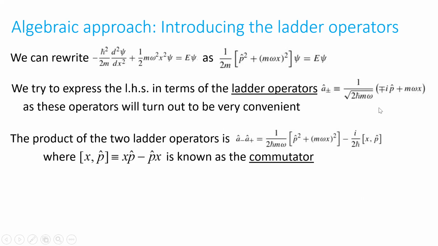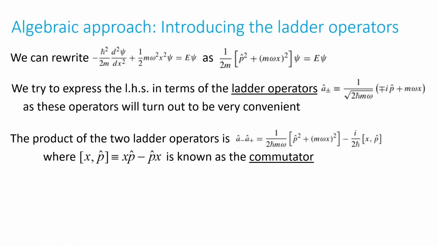But because the p operator doesn't commute with the x, that is, taking p times x is not the same as taking x times p, and I'll describe that in a second, we have an extra term, which is minus i over 2 h bar times this bracket of x and p. And this bracket of x and p is x operator p operator minus p operator x operator, and it's known as the commutator.